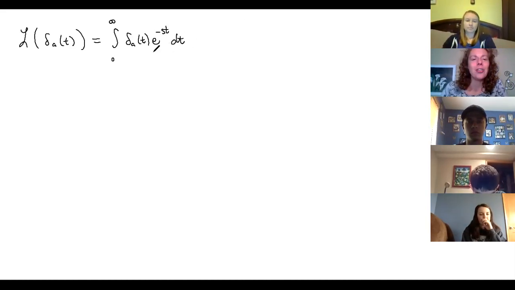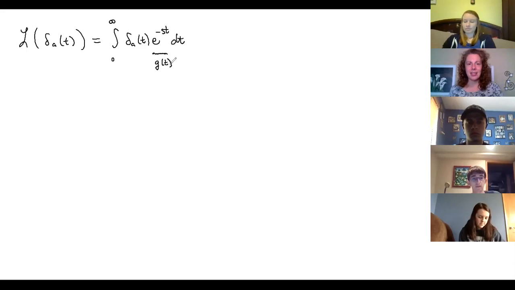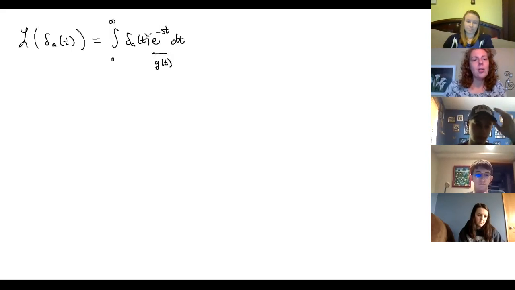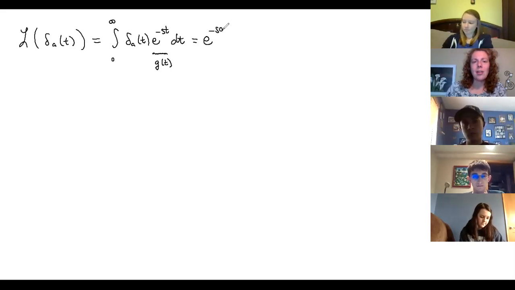Okay, so now I should have done this on the same slide. I didn't, sorry. Think of this e to the negative st as g of t. So in my previous slide, we had this delta function that has the property, these two are backwards, but that's okay. If I have an integral with this delta function times some other function, I evaluate that other function at a. What I've got here is an integral with this delta function times some other function, so I evaluate that other function at a.